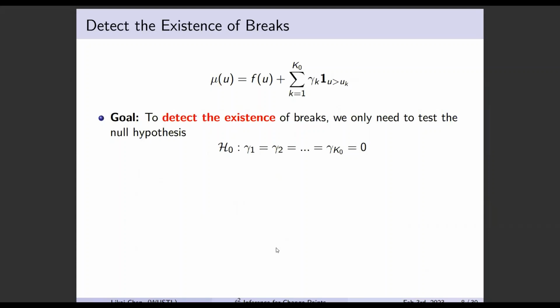And the goal here is that we would like to tell whether there are any breaks. That is to say, we want to test whether the jump vectors all equal 0. If there exist any breaks, the next goal is to locate all the break locations and figure out the jump sizes.